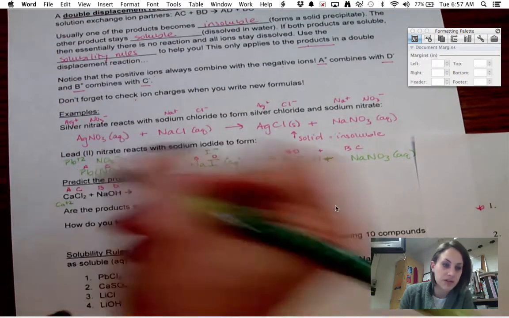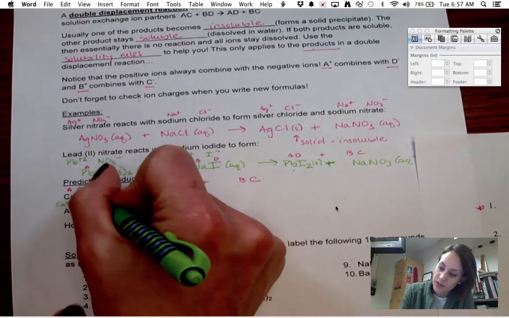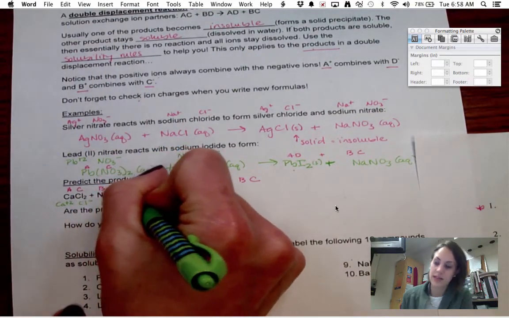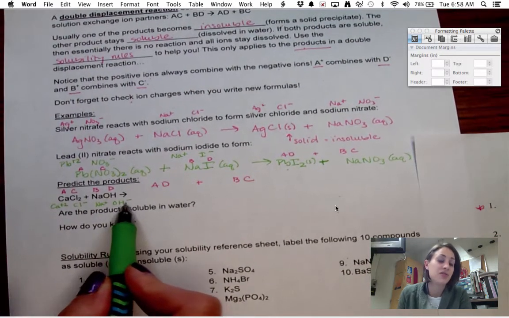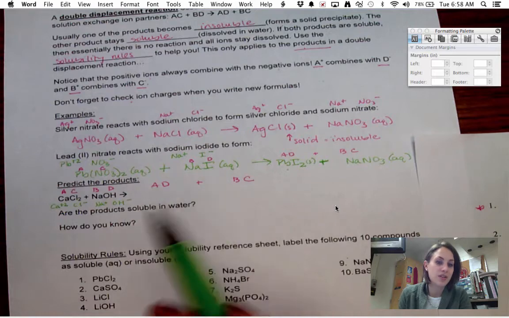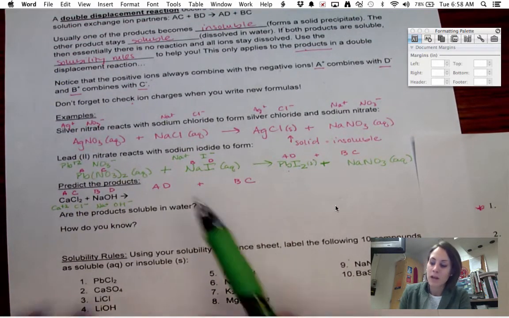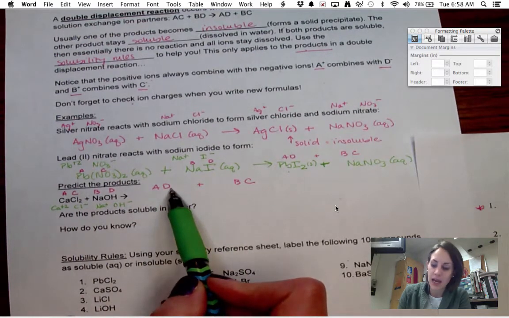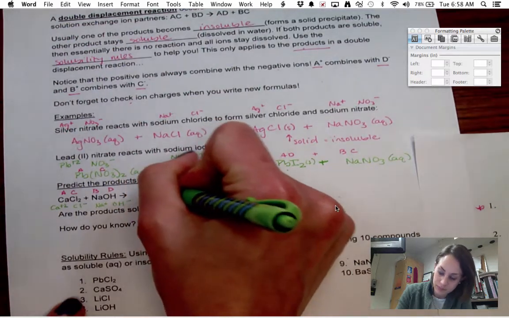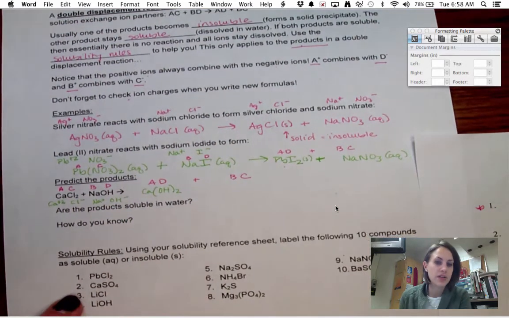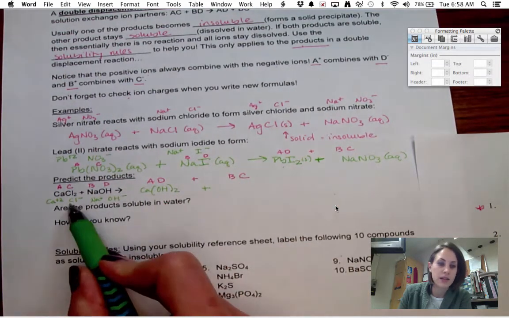Calcium is going to be a +2, and chloride is a -1. Sodium is a +1, and hydroxide is a -1. You might not need to do this every time, but for right now it's just a strategy for you to remember your charges and to make sure they're getting paired up into your correct formulas. So A and D are going to come together. A was calcium and D was hydroxide. So I have CaOH2 plus B and C, so Na and Cl.